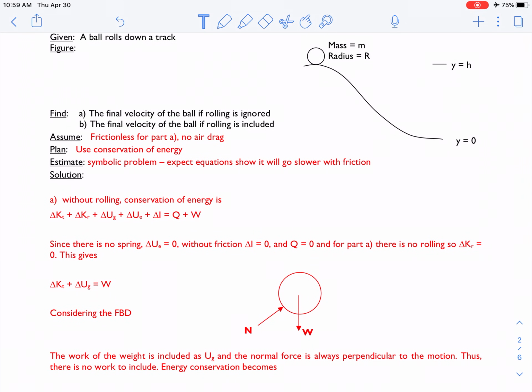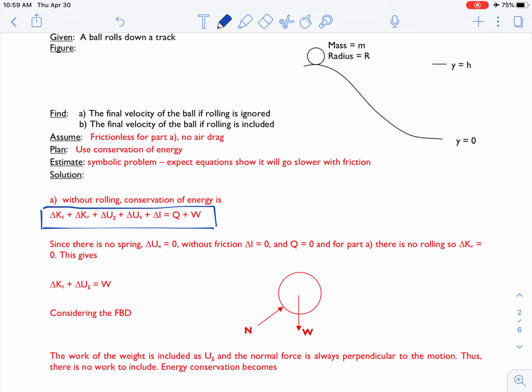Okay, so the solution. Without rolling, that's what we need to keep in mind. We're going to apply energy conservation. As usual, we write down the entire thing. So we start from the kinetic, then potential, then internal energy, then work done and heat. So we write the equation.